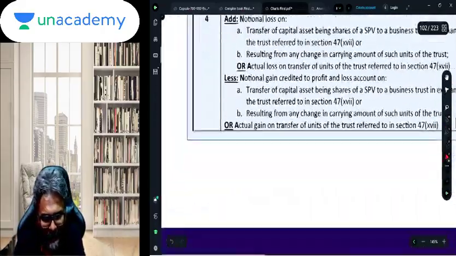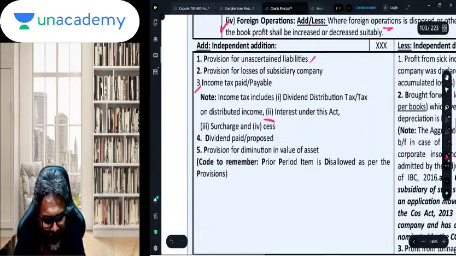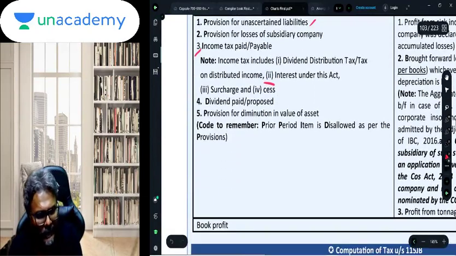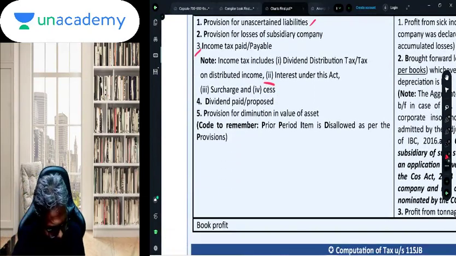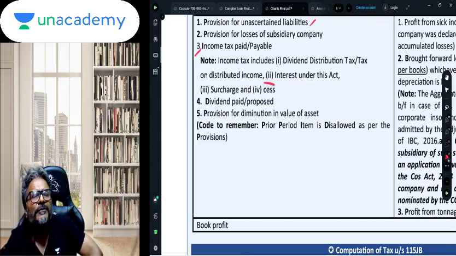Now apart from that, students, last is the provision for diminution in the value of asset. In the case of provision for diminution in the value of the asset, the classic example is the provision for bad debts, the provision for bad and doubtful debts. For a provision for bad and doubtful debt, we all know this is the provision for diminution in the value of the asset. So accordingly, what we need to do in computing the book profit, we need to add it back.